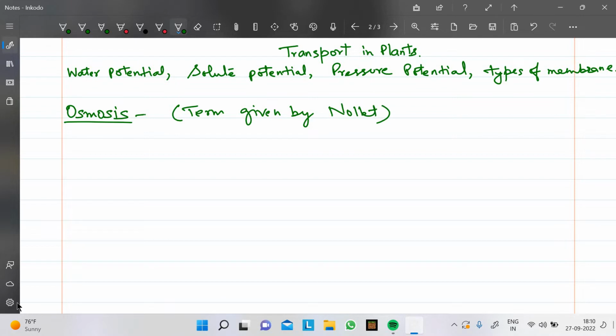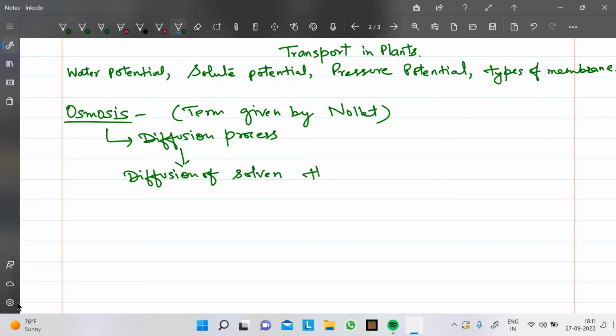What is osmosis? Osmosis is simply a diffusion process. Diffusion of what? Water molecules, or diffusion of solvent through a semi permeable membrane.